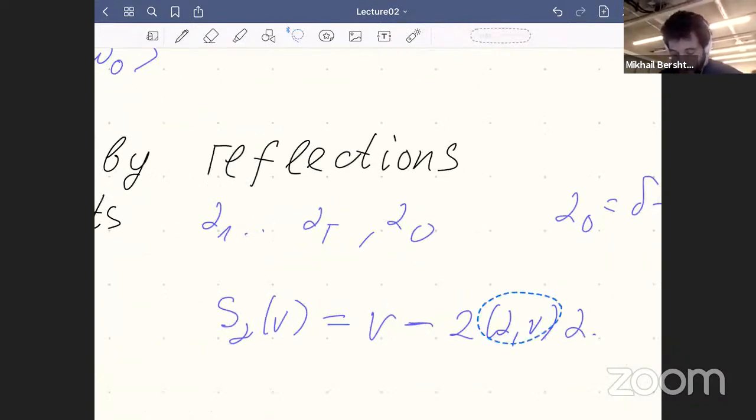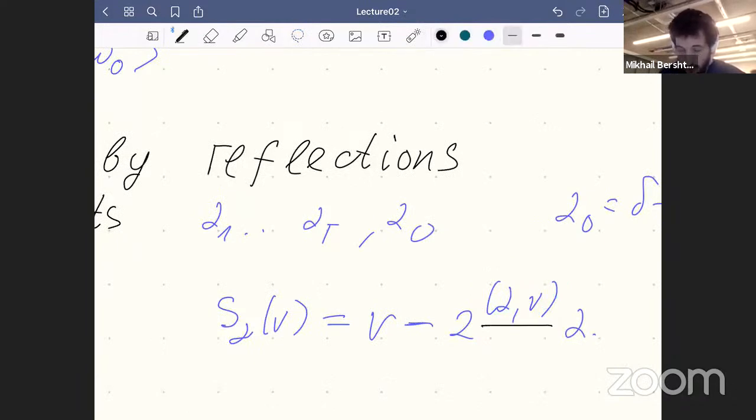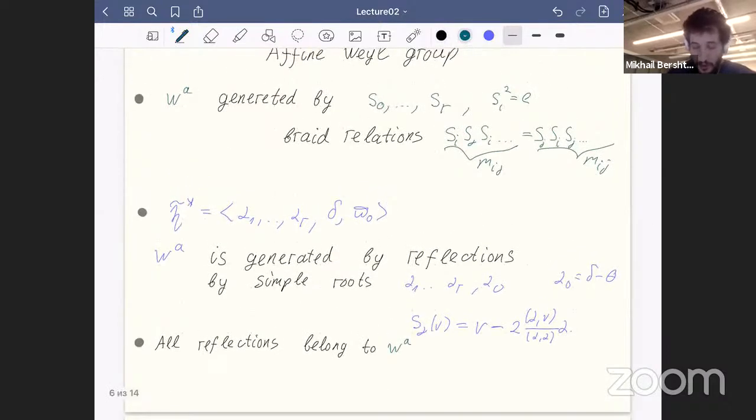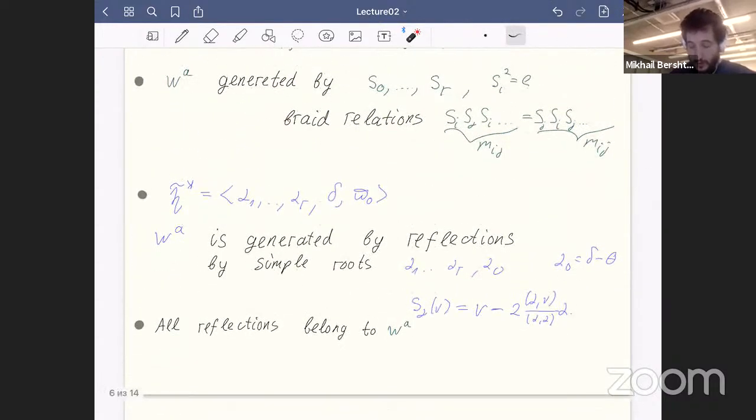Yes, sorry, here there should be a denominator. Thank you. All reflections belong to this group. Now note that this element delta is invariant under the action of this group, because delta is orthogonal to all these roots.